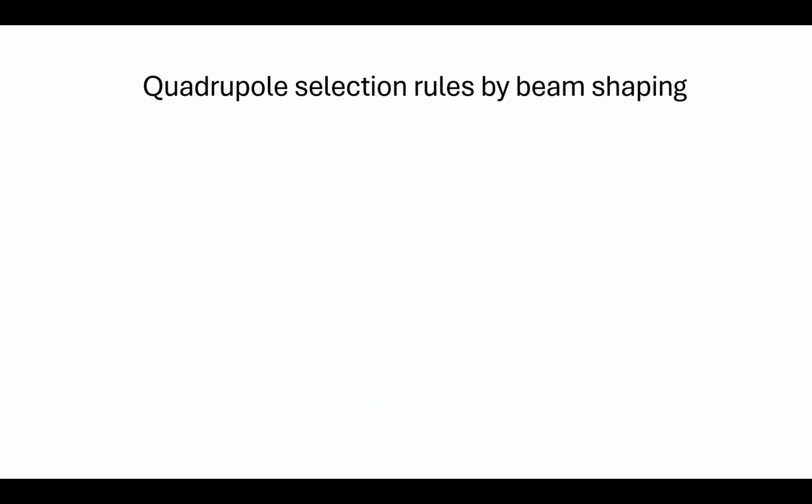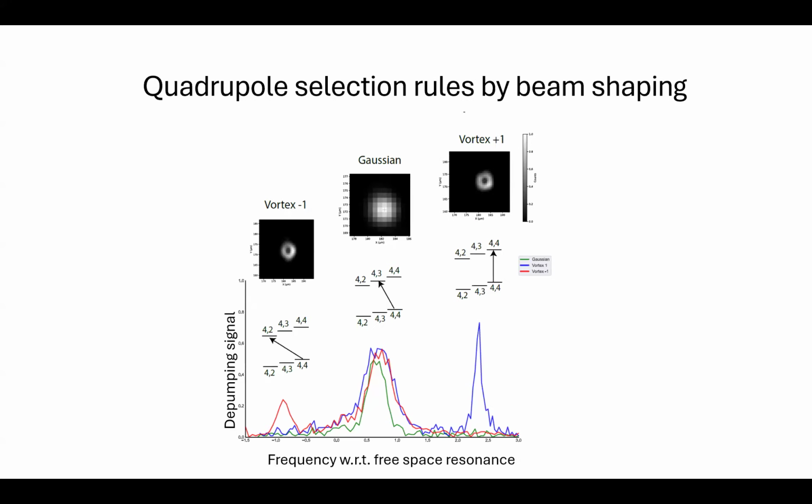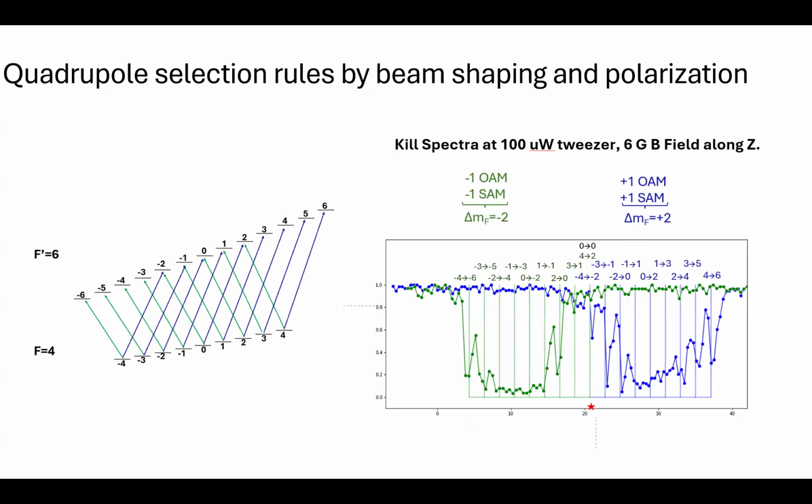So we can drive transitions, and this was only demonstrating selection rules for beam shape. If we add polarization to it, then we can drive the entire manifold, starting from 4 and -4, to all different transitions. And that is a different experiment altogether.